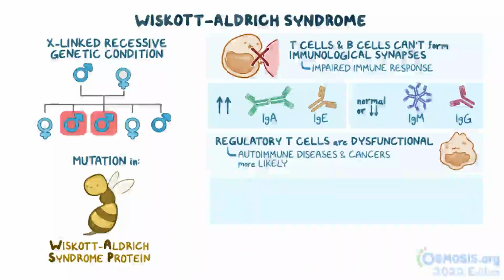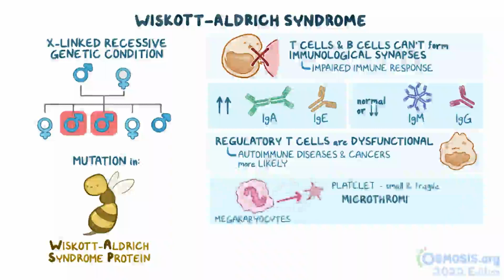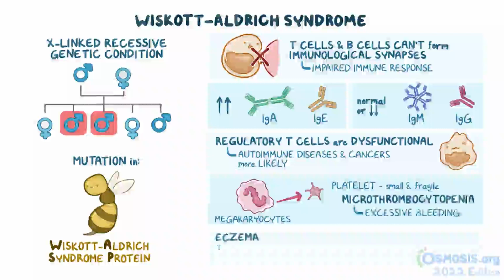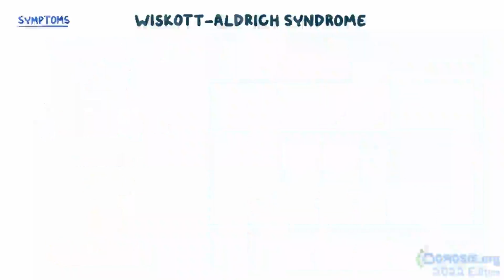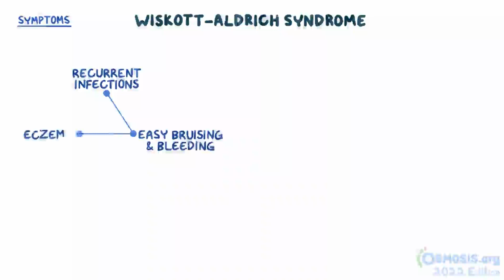At the same time, megakaryocytes are less able to form platelets, and the platelets that are made are small and fragile, so it's called microthrombocytopenia and results in excessive bleeding. Additionally, there's eczema, also called atopic dermatitis, which is characterized by dry, red patches on the skin. So the classic triad of symptoms in Wiskott-Aldrich syndrome includes recurrent infections, easy bruising and bleeding, and eczema.